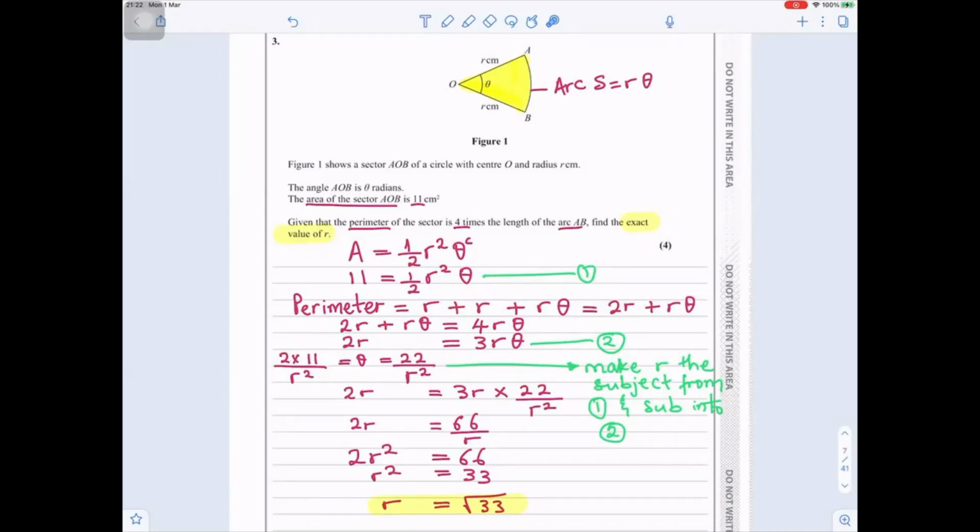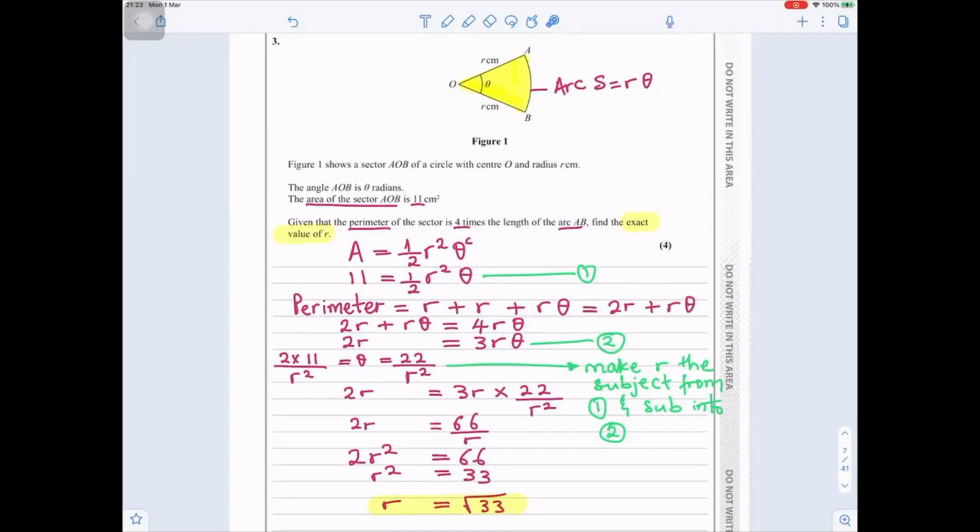Perimeter, you add the first radius plus the second radius plus the arc length. That gives you the perimeter. Watch that. First radius, second radius plus the arc length. And r plus r, it gives you 2r. And the arc length is r theta. So that means 2r plus r theta is equal to 4 times r theta. Where did the 4 come from? Because it tells us in the question it is 4 times bigger than the arc length, 4 times.